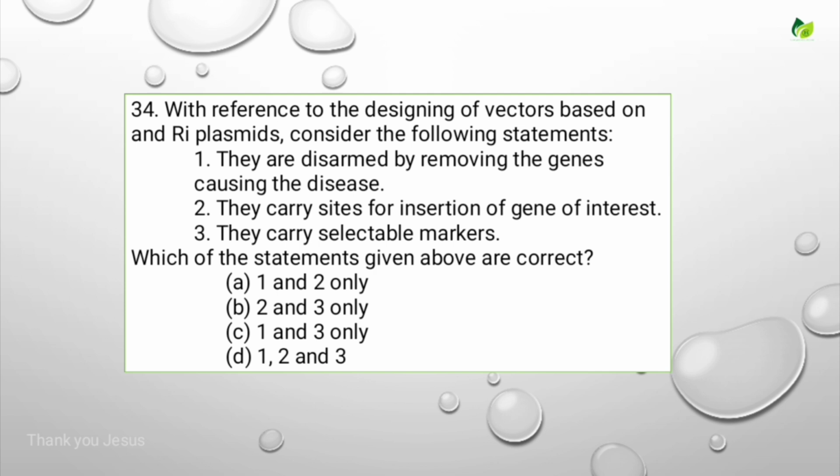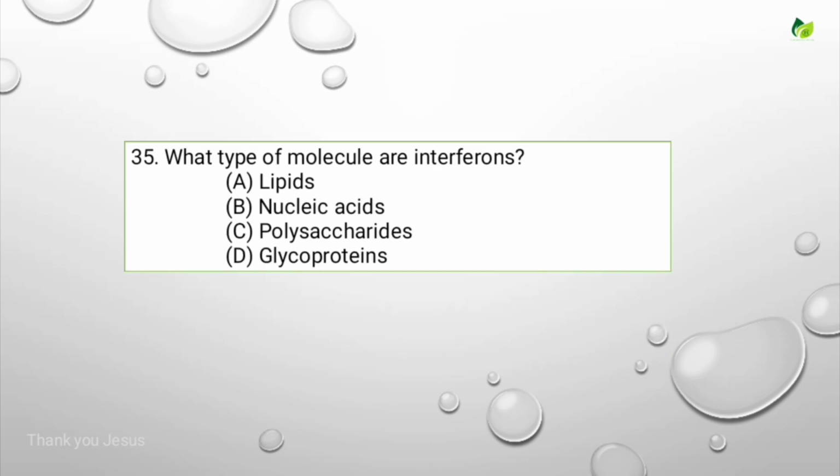With reference to the designing of vectors based on the RI plasmids, consider the following statements. They are disarmed by removing the genes causing the disease. They carry sites for the insertion of gene of interest. They carry selectable markers. So among these three statements, you have to pick the correct statements. So 1, 2, 3 statements are correct. Let's see the next question.